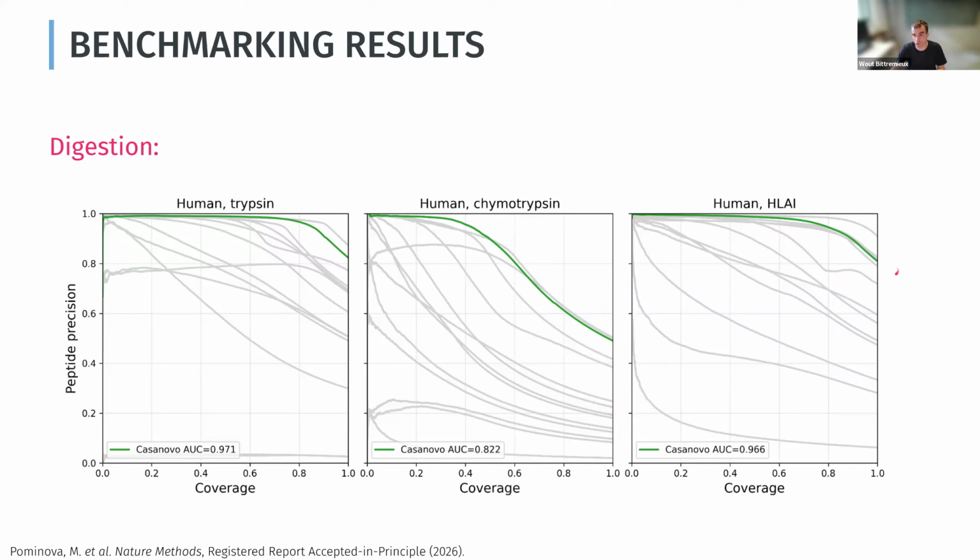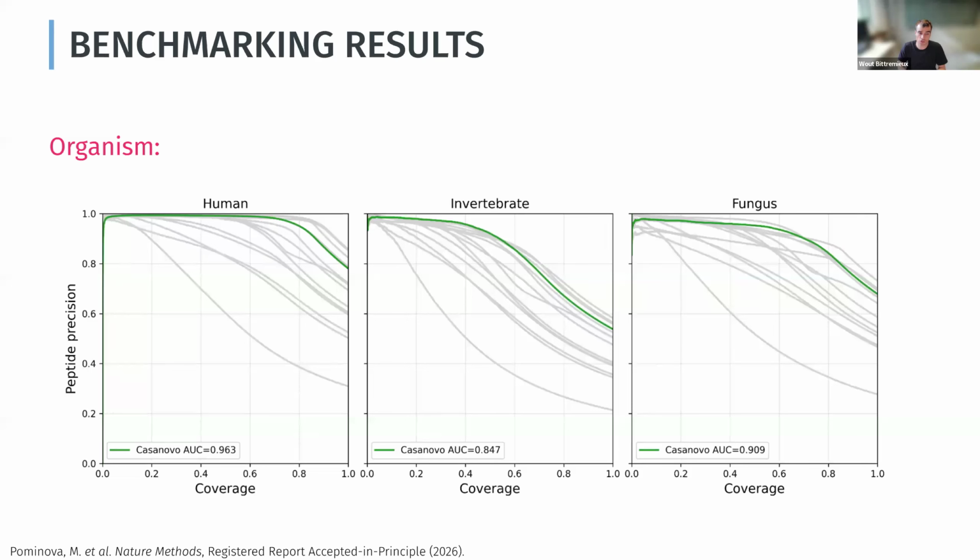Whereas, for example, for immunopeptidomics, for non-tryptic cleavage, performance is still very good. And this is also in part because immunopeptides, HLA-1 immunopeptides, tend to be relatively short. So this is kind of the sweet spot for de novo peptide sequencing.